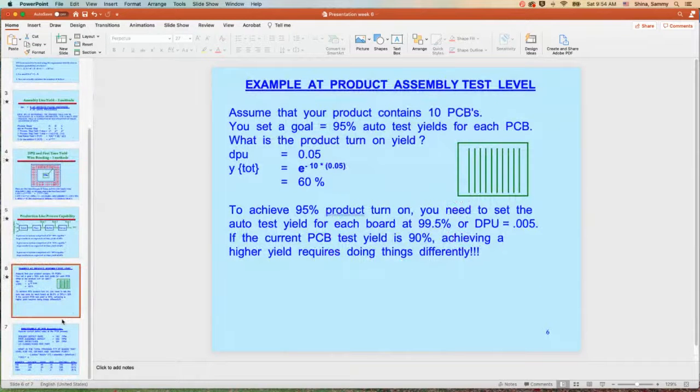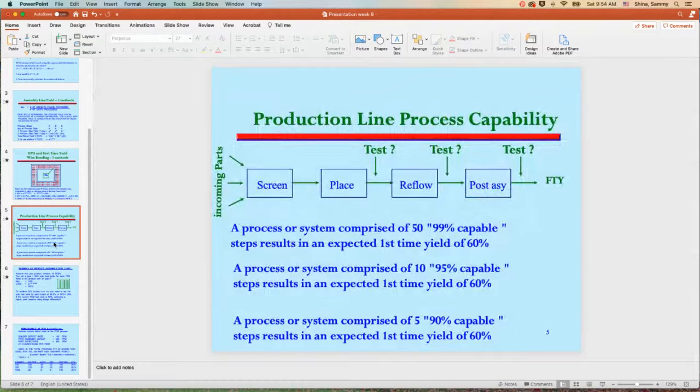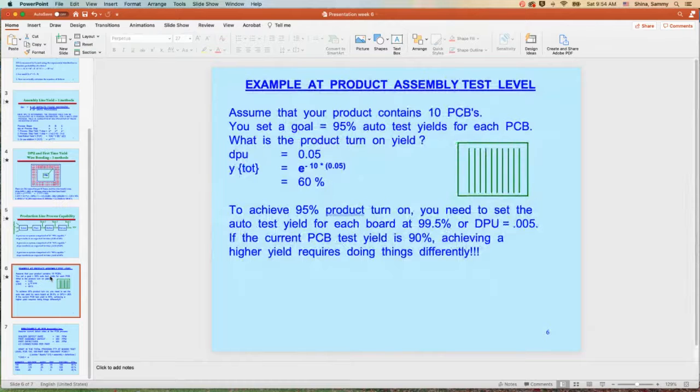Here's an example, and I was consulting several companies on that. It's another example of demonstrating this idea of what quality you need in your product design, so that the production line that makes your product will be reasonably high quality. So if your product contains 10 printed circuit boards, and you set a goal of 95% auto test yield for your product, okay?